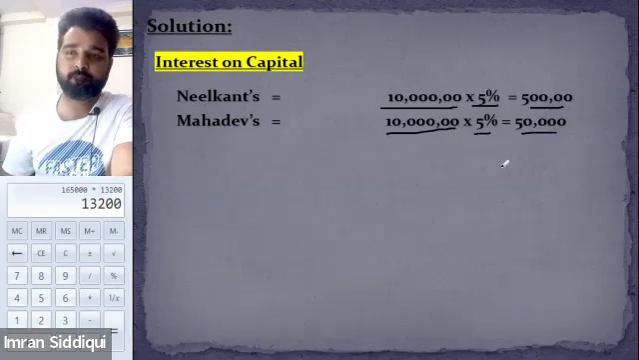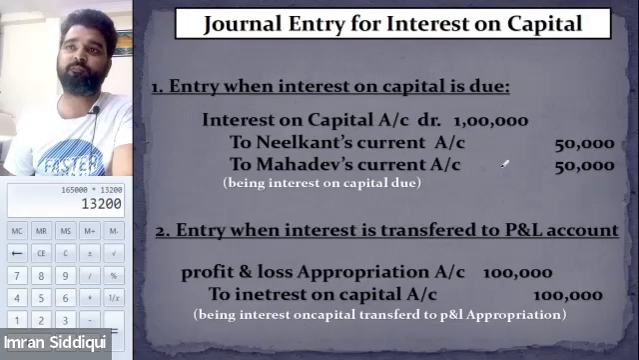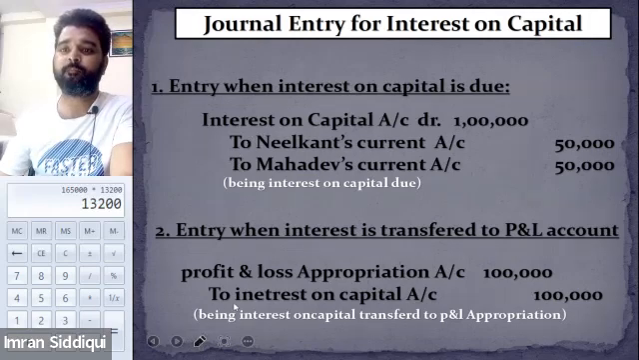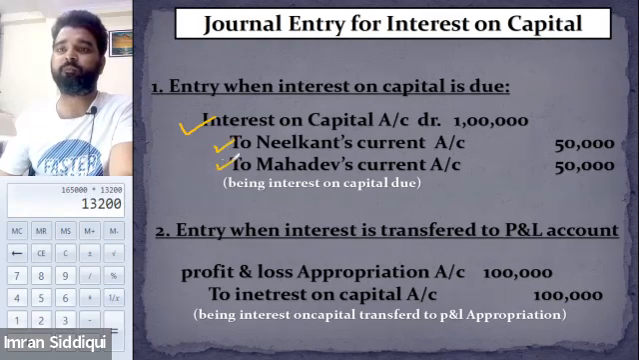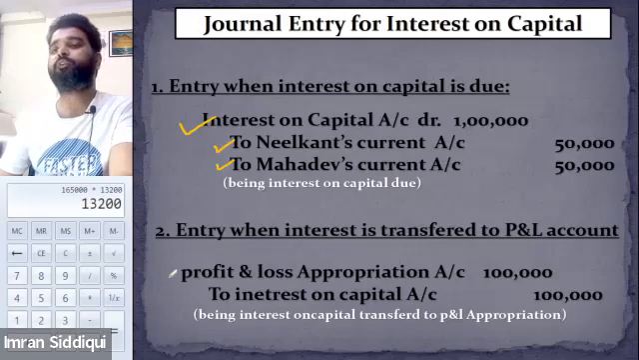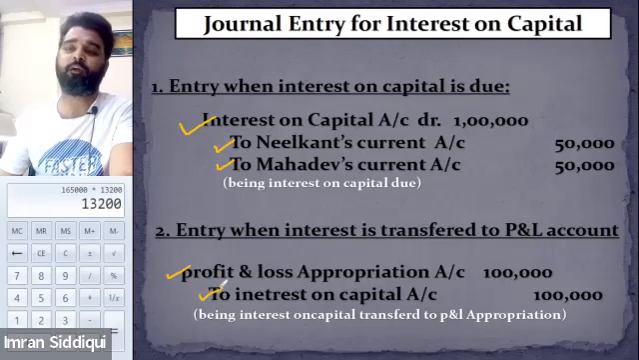Am I clear, guys? Can you repeat, sir? Interest on capital account, this will be the general entry. The general entry will be the same in every question. Interest on capital account we are debiting every time, and we are crediting the partners' capital accounts. This time the names of the partners were Neelkanth and Mahadev, so Neelkanth's and Mahadev's accounts will be credited. And in the second entry, we will be transferring the interest to the P&L appropriation. Therefore, P&L appropriation account debit to interest on capital account. Quickly note this down.